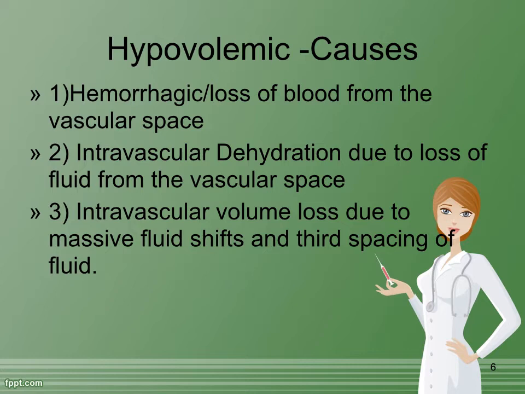Now, the third reason is intravascular volume loss due to massive fluid shifts and third spacing of fluid. The first thing which comes to my mind is burns. When somebody has very massive burns, burns is spelled B as in baby, U as in umbrella, R as in Robert, N as in Nancy, S as in sugar. So burns. When somebody has burns, there is an intravascular volume loss due to massive fluid shifts.